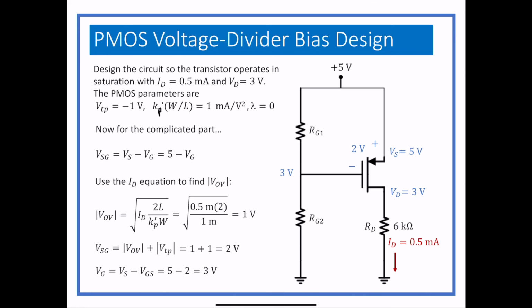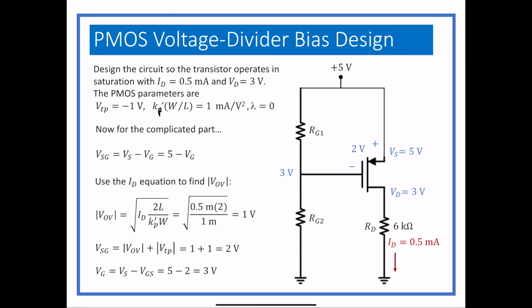So now that we know what VG is, we have to figure out RG2 and RG1. And there are absolutely no parameters given for that. So basically we just have to make up a value for one and then solve for the other one, because there's no particular criteria. The only thing that is important is that gate resistors generally have to be in the tens of mega ohms.